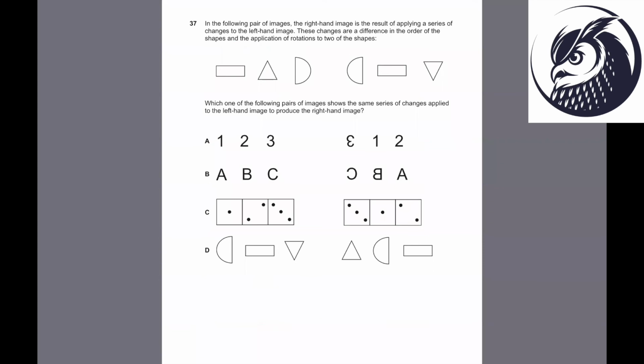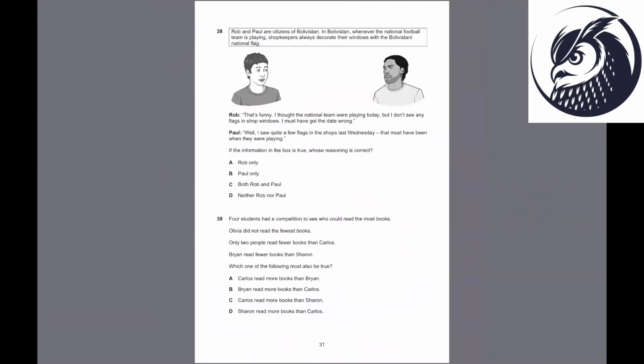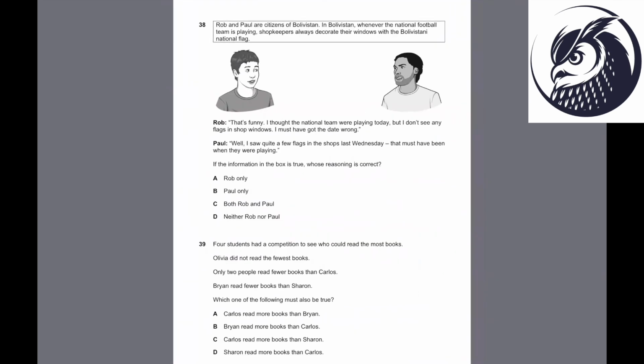Let's keep on going to question 38. For question 38, they tell us that Rob and Paul are citizens of Bolivaristan. In Bolivaristan, whenever the national football team is playing, shopkeepers always decorate the windows with the Bolivaristani national flag.